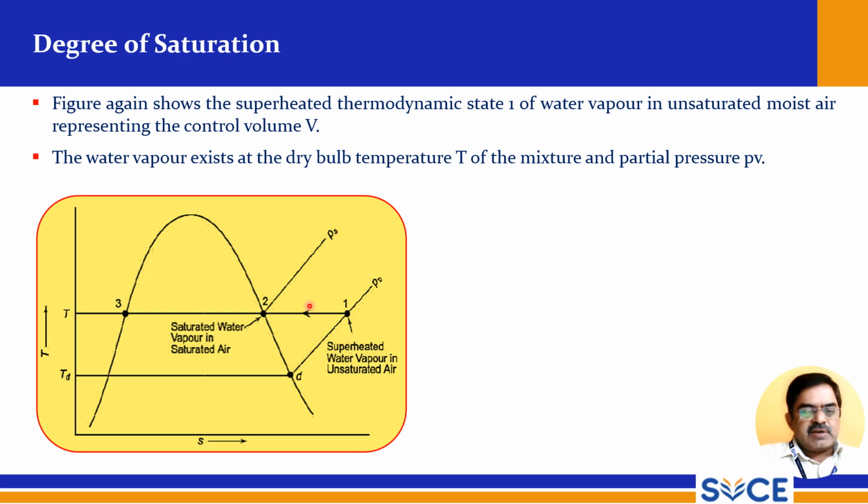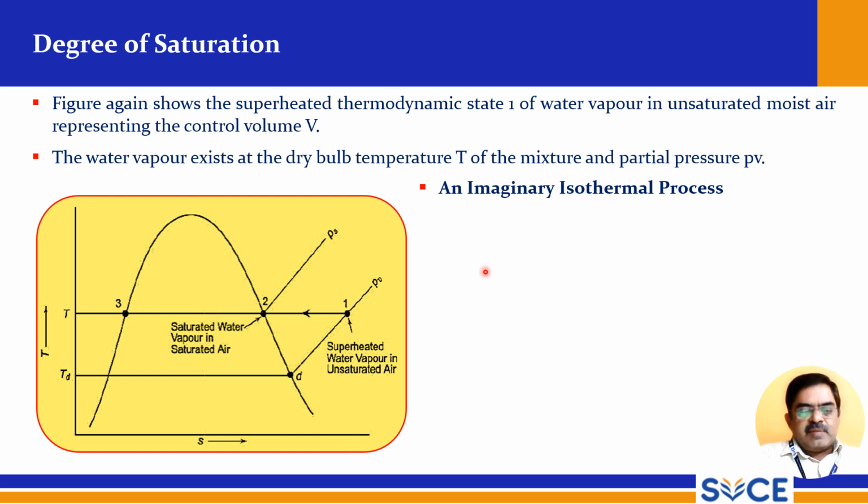You can see here the one is the superheated water vapor in unsaturated air state. This is the point 1, and the point 2 is saturated water vapor in saturated air. So this is point 2, and we have other points as we discussed in the earlier session. This is the TS diagram, and we have PS and PV. This is the PV curve and this is the PS curve.